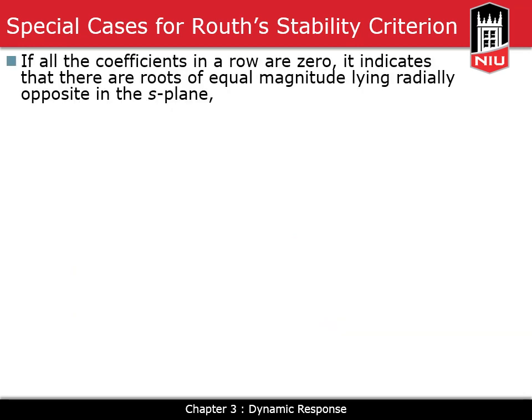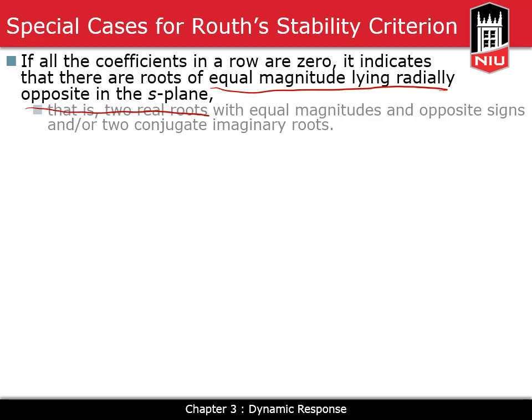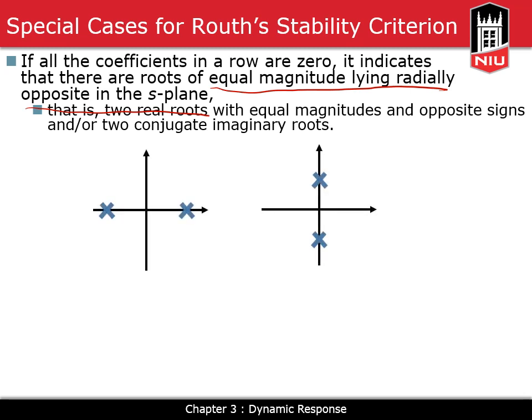The other special case is if we find a row that is completely 0. All terms in one row are 0. If that happens, that means there are roots of equal magnitude lying radially opposite in the S-plane. Whenever that happens, this is the case.